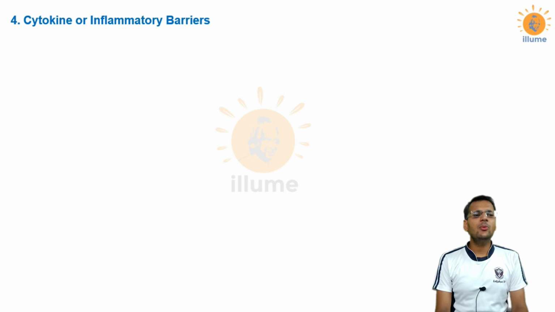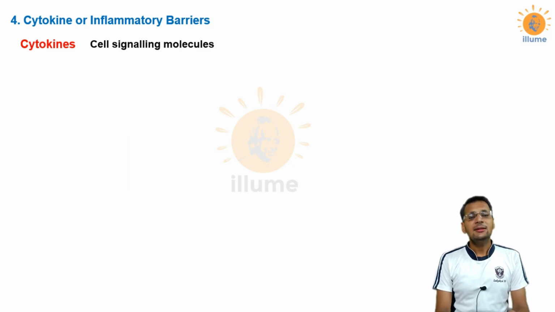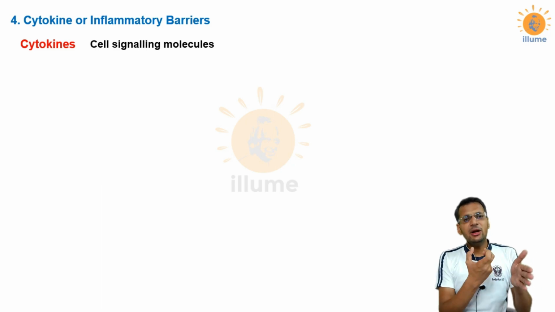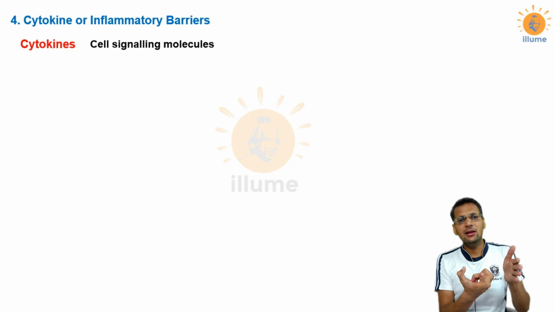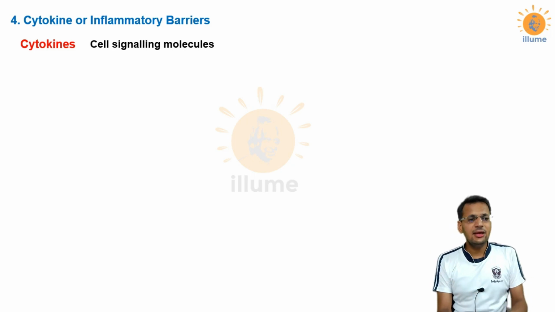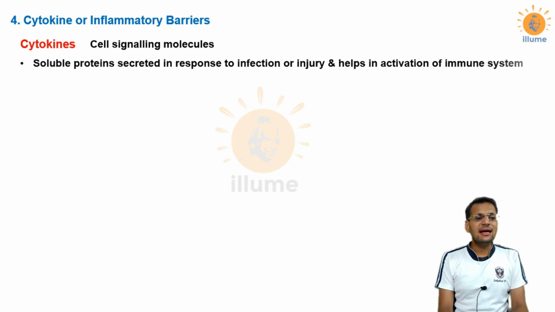So let's start with the words that we are using. The first word is cytokine. What is cytokine? Cytokine is basically a cell signaling molecule. That means a molecule which is acting like a signal between two cells, released by a cell, and then this particular molecule acts as a signal for the other cells in the vicinity. These are called as cytokines.